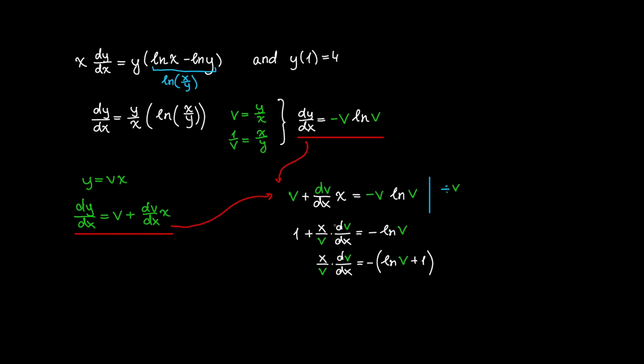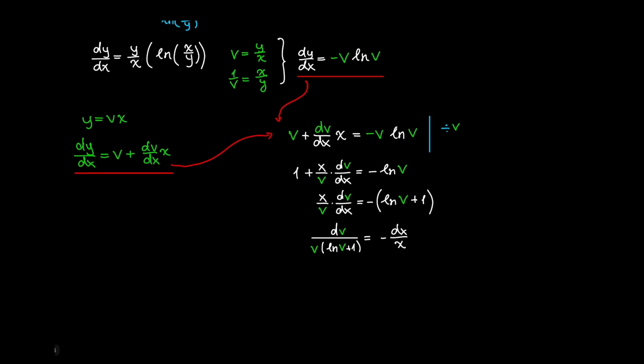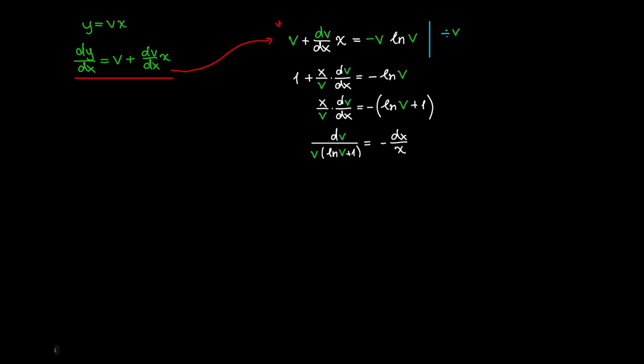Please excuse my clumsy mistake. Everything here should be dv and dv. And now I have moved everything in terms of v to the left-hand side and everything in terms of x to the right-hand side. So that means I can integrate both sides. I won't go into the specifics of the integrals, however, on the left-hand side, I can tell you that you can use a substitution u equals ln of v plus 1 to solve this integral. And you should get ln of (ln v plus 1) equals negative ln of x plus c.